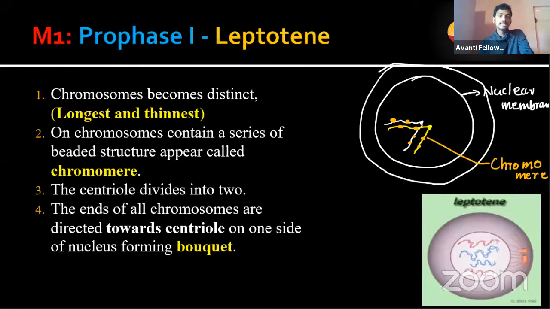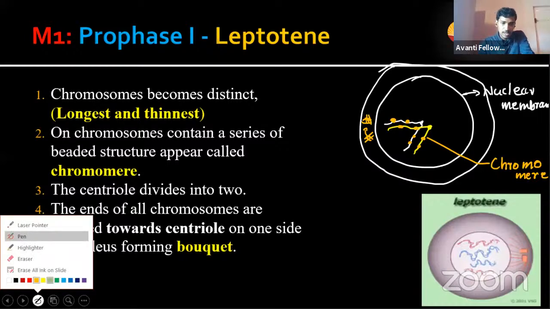And here the centrioles divide into two. Remember, not centromere. Centrioles are dividing into two. Centrioles are here and divided into two cells. So that's why it can make a centrosome. And the ends of all chromosomes are directed towards the centriole. The ends of the chromosomes are directed towards the centriole on one side of the nucleus, forming a bouquet. Okay, what is the bouquet?